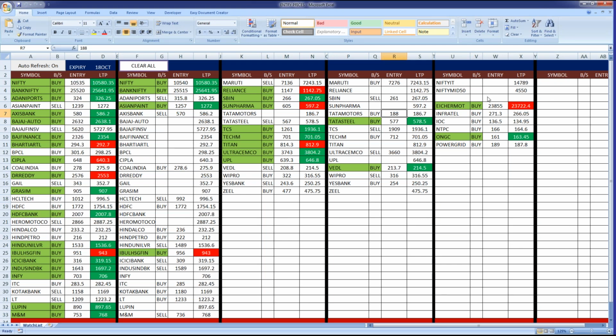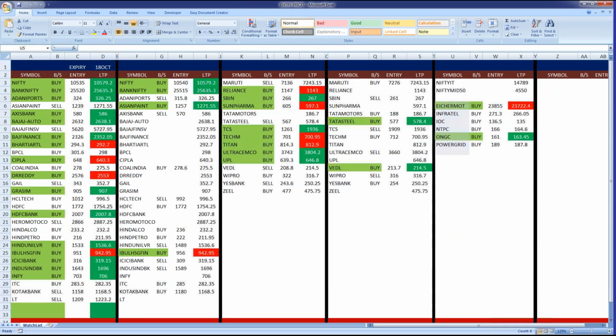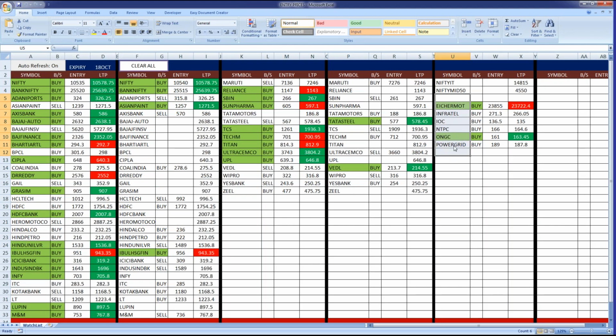And these particular calls that I have put here, Eicher Motors, Infratel, IOC, NTPC, ONGC, and Power Grid, I have put separately because there's usually not much volume in these.